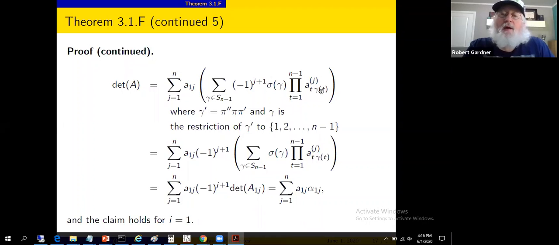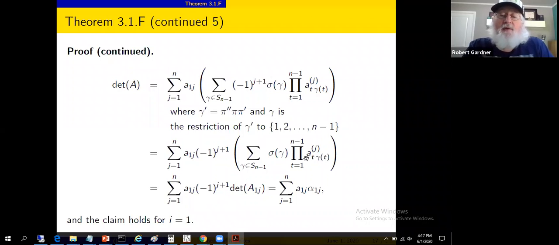But this looks almost exactly like a determinant, only a couple more lines. We've got gamma in S sub n minus 1, sigma of gamma. We've got this product stuff. There's the t gamma t thing. It reads a sub 1 something, a sub 2 something, up through a sub n minus 1 something. Something is determined by the gammas. It's of the right format. We've got this thing in the way, but we'll shift it out next. So next, bring the -1 to the j plus 1 stuff out front.